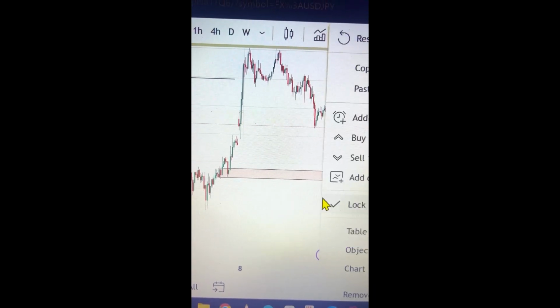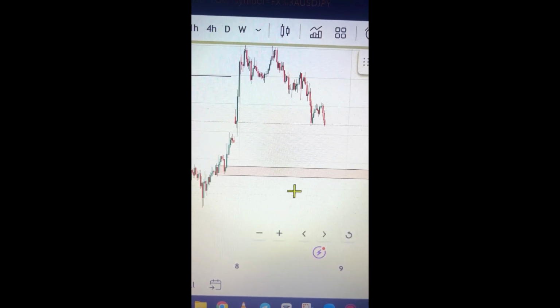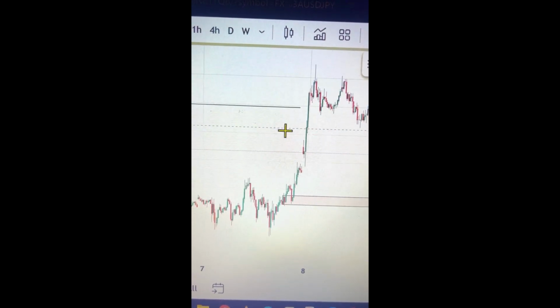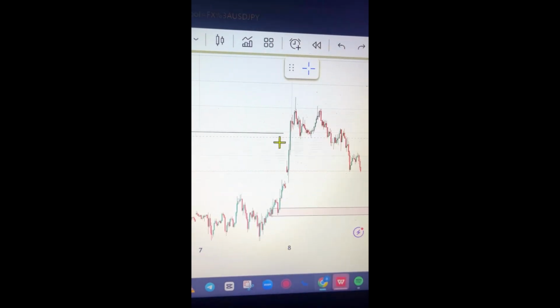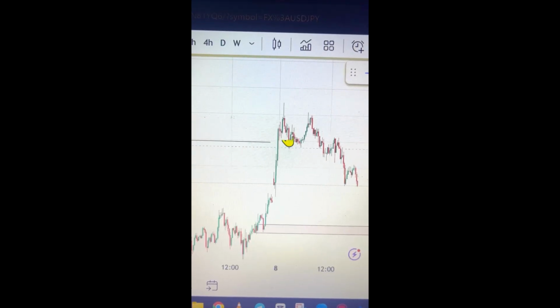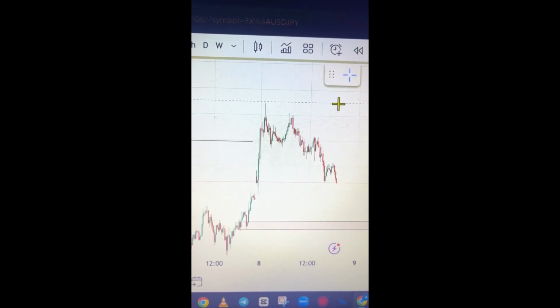I'm 70% sure that the market is going to be buying once it gets to this particular level. The reason is because the market has already broken structure, this structure here. So expect the market to come down here and we buy.